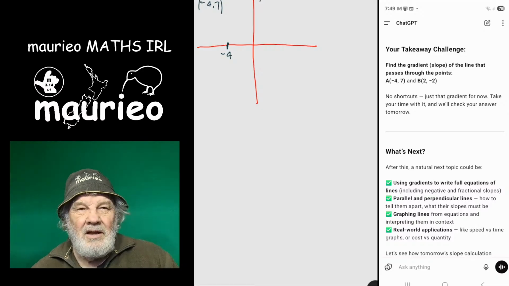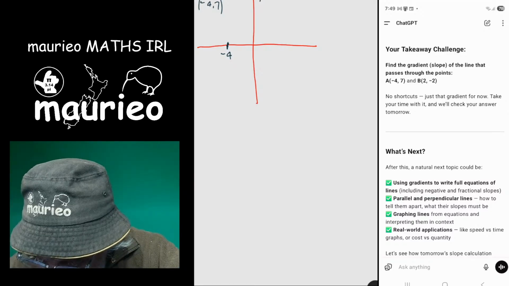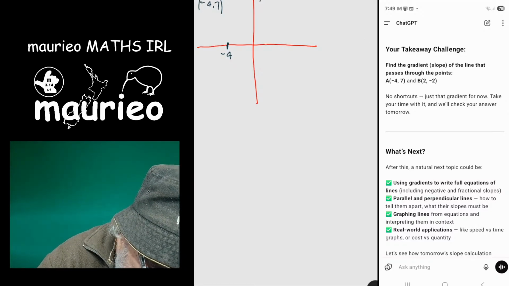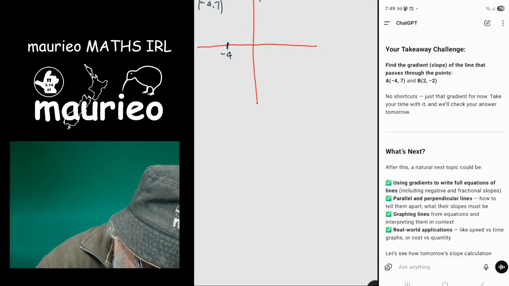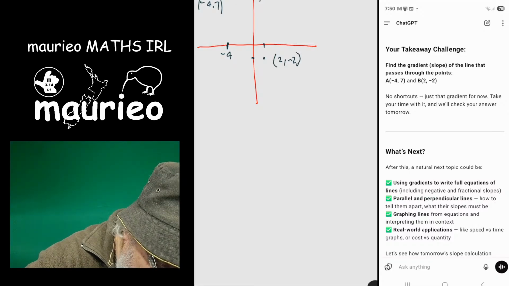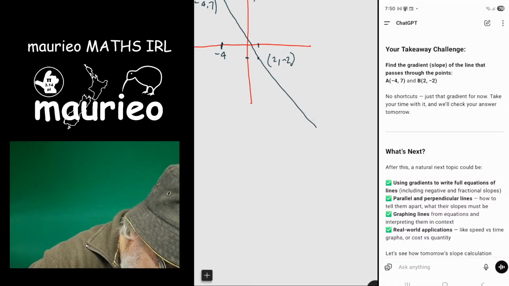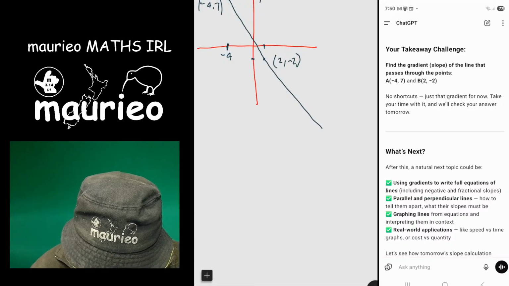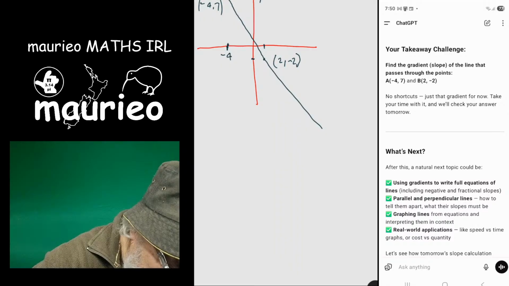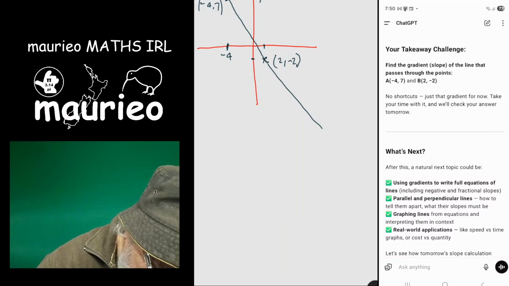Okay. And then the other point that we're going to draw is 2, -2. So here's 2 there, -2 there. And that's the point 2, -2. Okay, and so it looks like it comes down through there like that, these being our two points here and here.